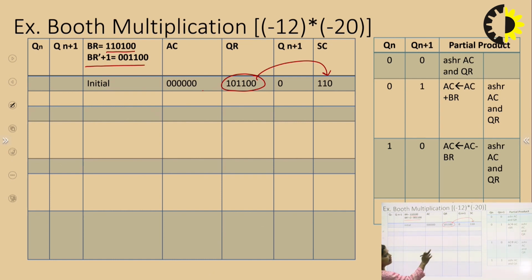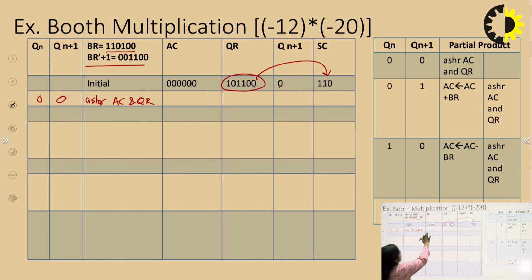Now, let's check the Qn and Qn plus 1. At this particular time, the Qn and Qn plus 1 are 0 and 0. The Qn is 0 and the Qn plus 1 is 0. Qn is the last bit of the QR register. Now, when it is 0, 0, you only have to apply the ASHR with the AC and QR register.